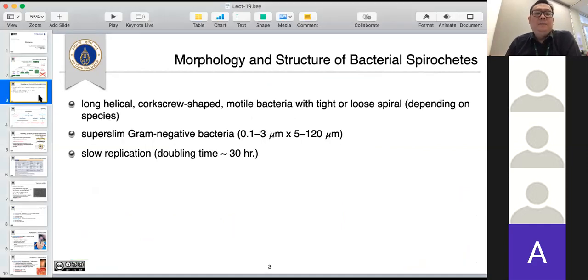Okay, let's start with the morphology of spirochete bacteria. Actually, a spirochete is a long helical cell. Think about a thread; the helix is so thin. It has a corkscrew shape, and all spirochetes are motile. They move by flagella, but not propelling flagella like other bacteria such as E. coli and Salmonella. The flagella movement lets the cells move in a viscous medium.